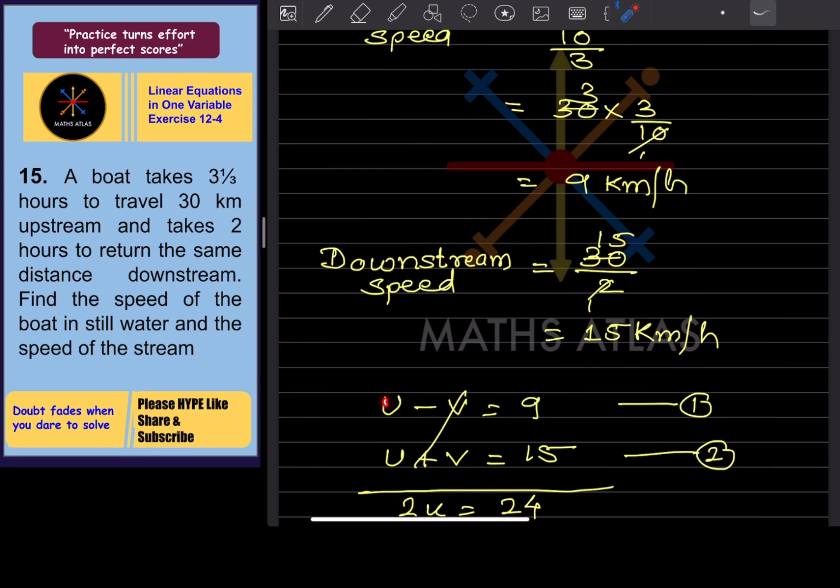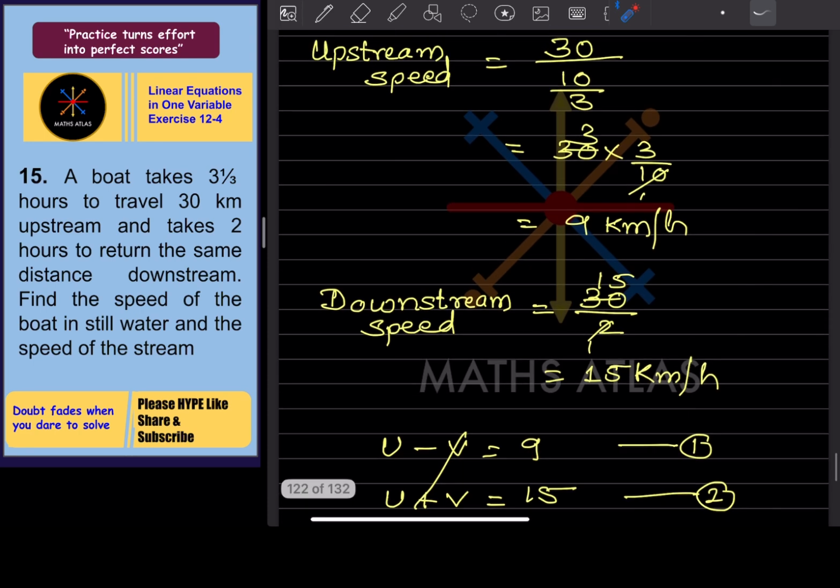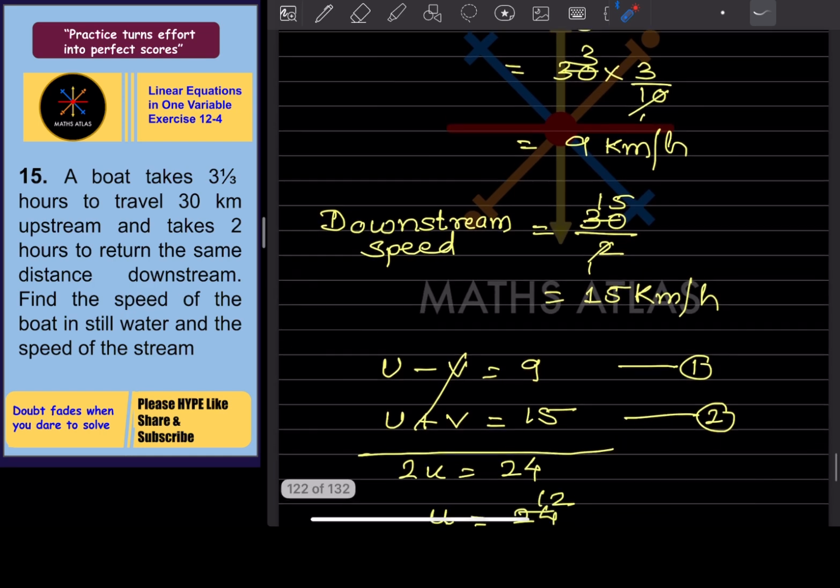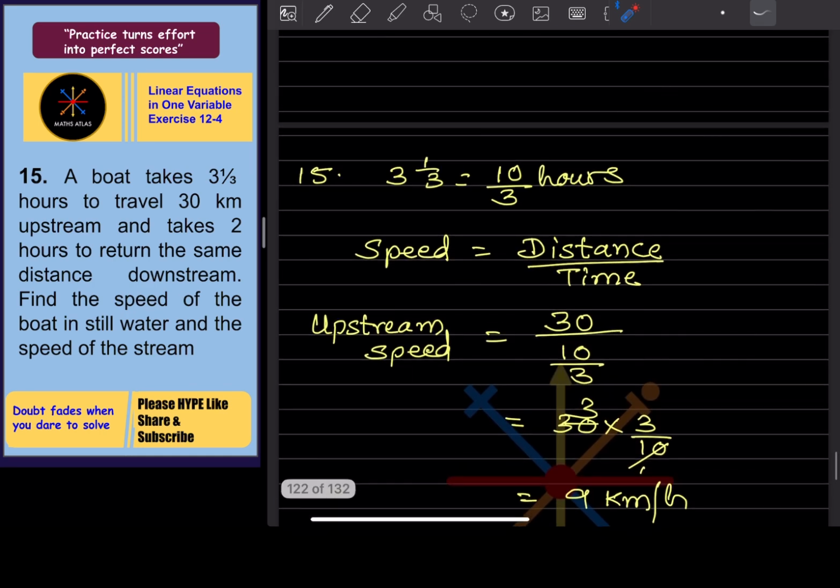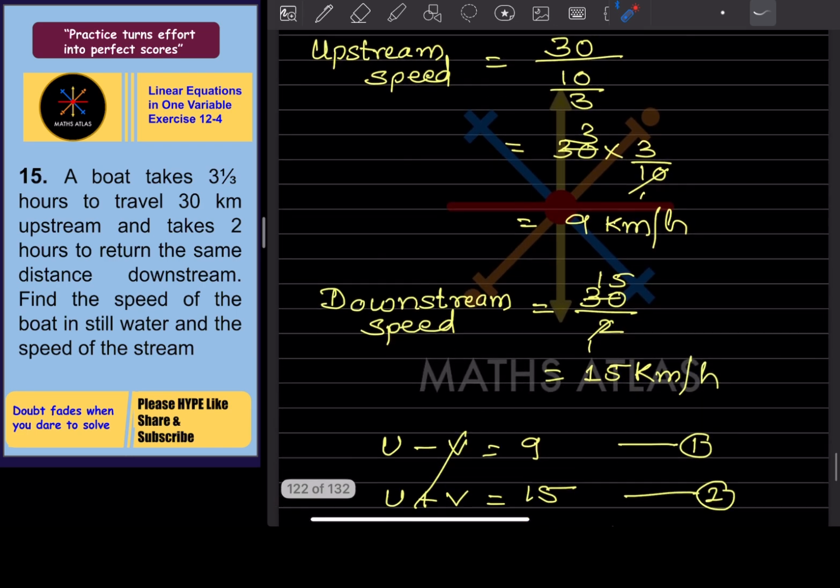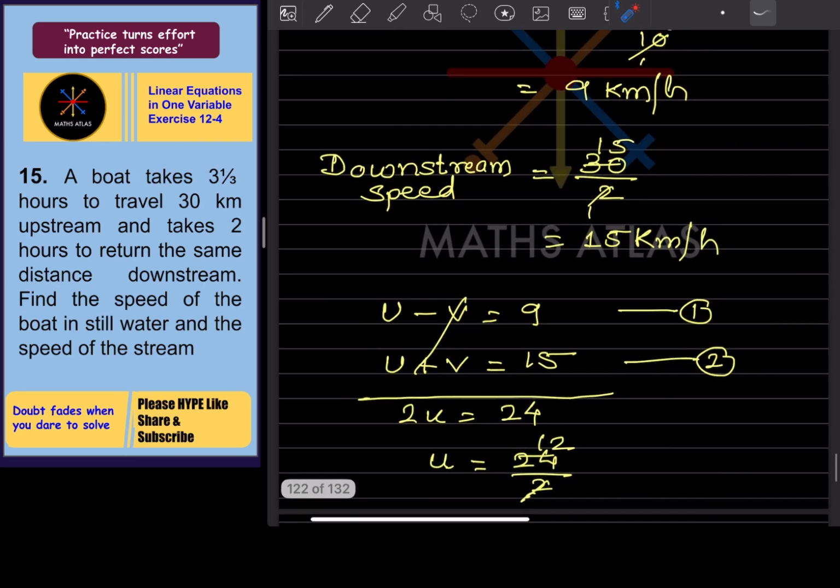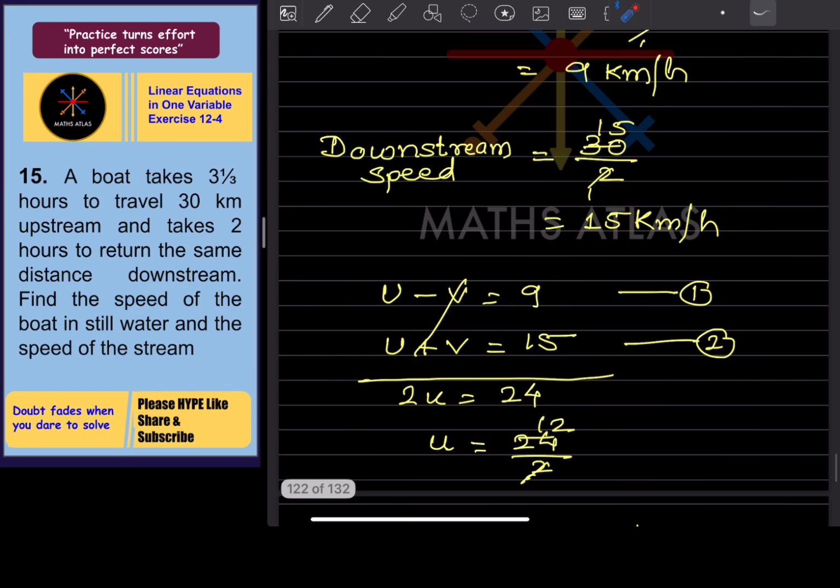Whenever this is upstream, it means u minus v. The upstream speed is given as 9 kilometers per hour. So u minus v is 9. This will be equation number 1. And for the downstream, it is going to be positive, u plus v, and we got this as 15 kilometers per hour. So u plus v is 15.